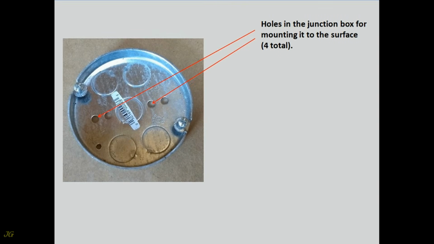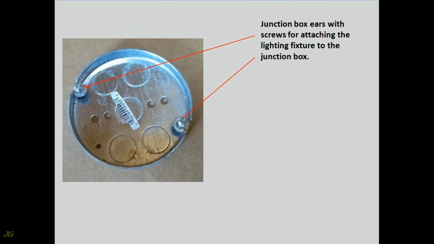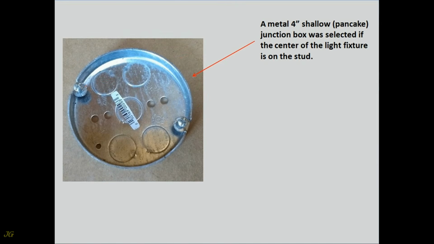Holes in the junction box for mounting it to the surface, 4 total. Junction box ears with screws for attaching the lighting fixture to the junction box. A metal 4 inches shallow, pancake, junction box is selected if the center of the light fixture is on the stud.